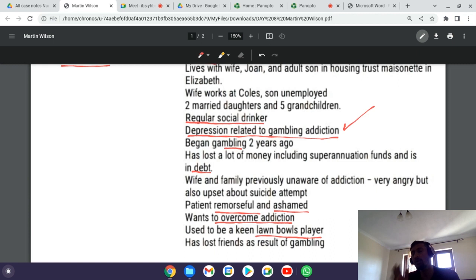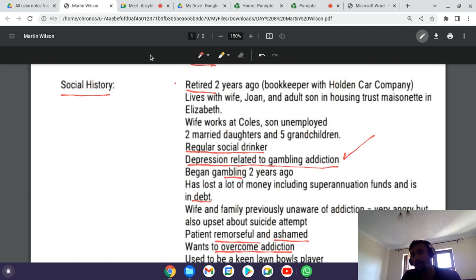When you're talking about the gambling addiction, you should club information like began gambling 2 years ago. He retired 2 years ago, which we put as semi-relevant. Club that information with the 2 years. Have you got an idea now? This is why he started gambling: after the retirement, he started gambling. You can club that information. These are two different views. It is given in the social history, and somewhere later in the case note, it is given that he began gambling 2 years ago. You can club both; you have to find that relation within the case note.